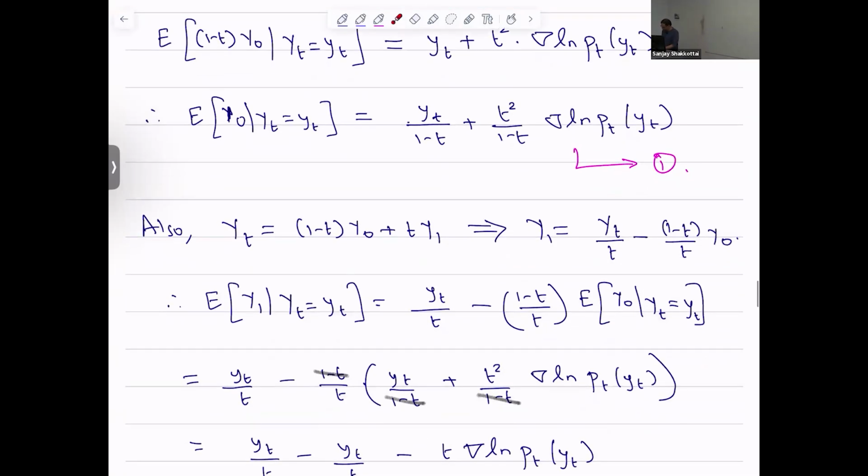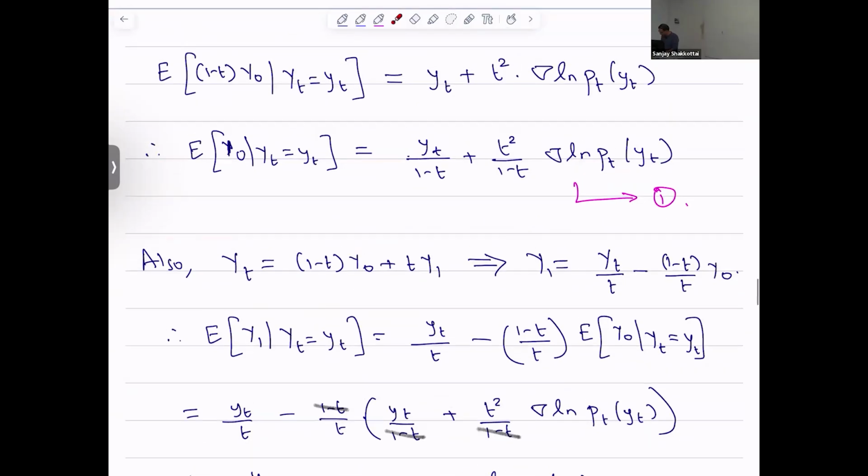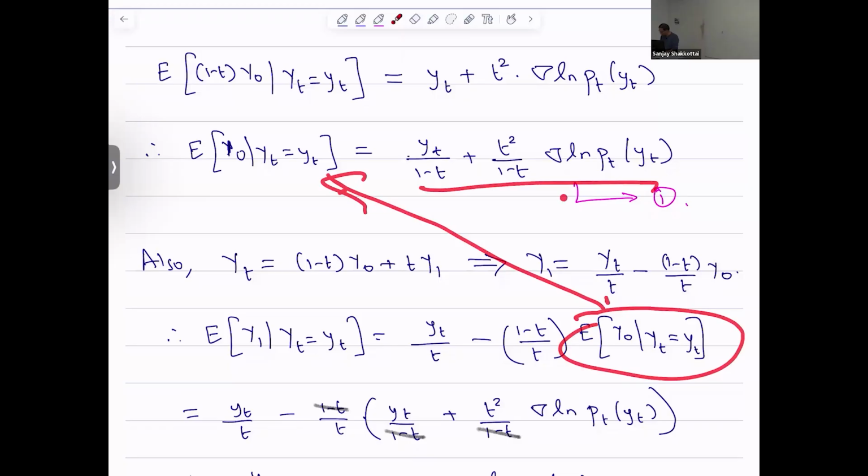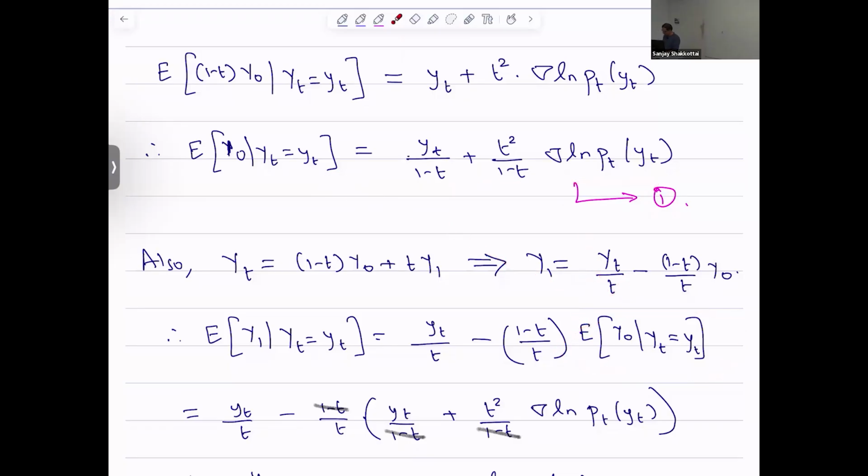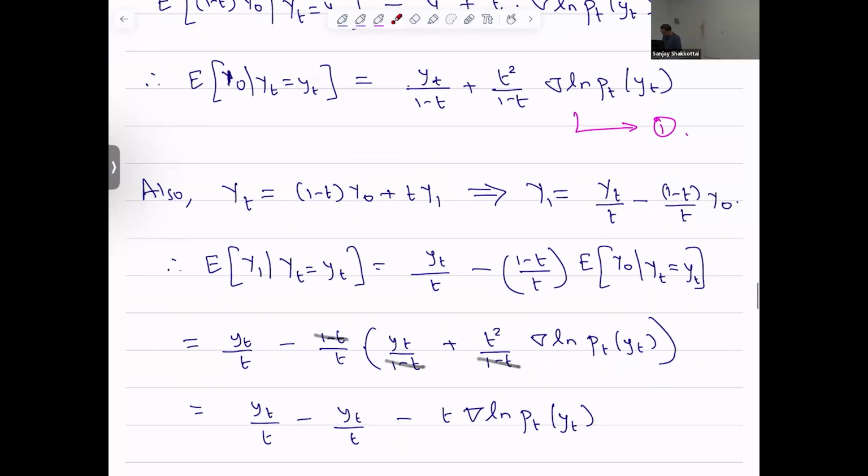For this, we now have an expression here, so we just substitute that in. And so what do we get? We get yt over t, minus (1 minus t) over t, and then this whole thing comes in here, which is what is written. So you can cancel this. You can cancel this. You can cancel this.